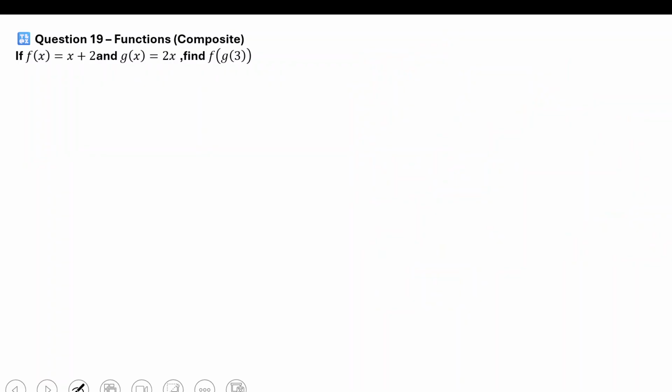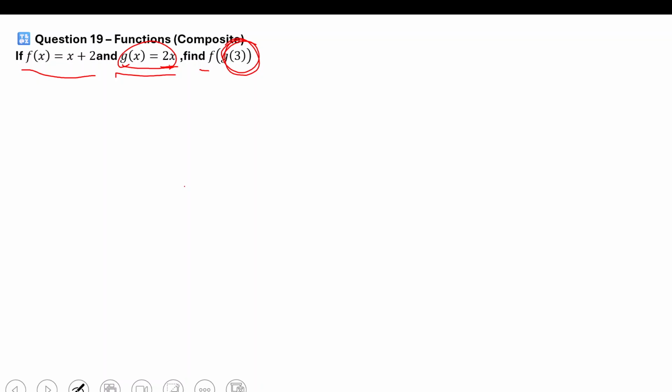Okay, so we have functions, composite functions. It says if f of x equals x plus 2 and g of x equals 2x, find fg of 3. What this means is that there's a function inside a function. g of 3 is actually 2x. So for this expression, where you see x, you put 3, to get g of x.